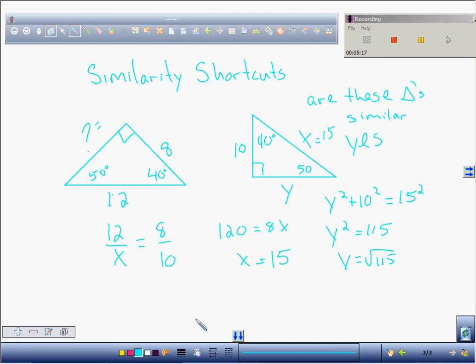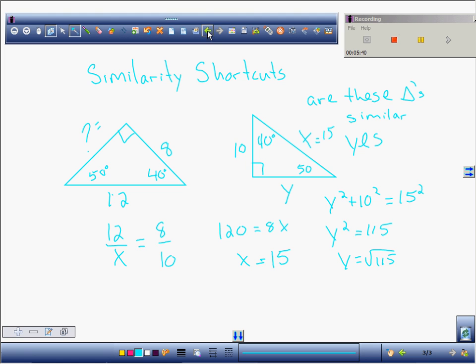Is that hard? So you should have C93 written down, which says if two angles of one triangle are congruent to two angles of another, then the triangles are similar. So you should know that C93. I don't have to write that down because it's on your conjecture sheet.